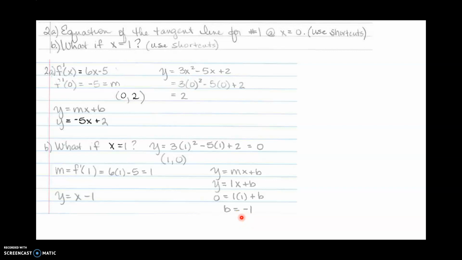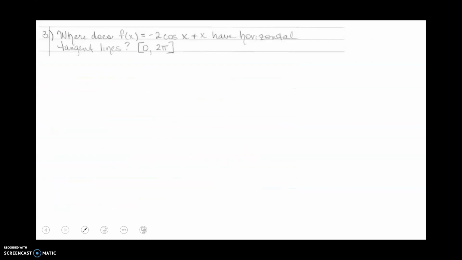So then my slope was 1, and my y-intercept was negative 1. So if I do y equals mx, 1x, plus b, b is negative 1, that would be y equals x minus 1. That would be the equation of my tangent line.